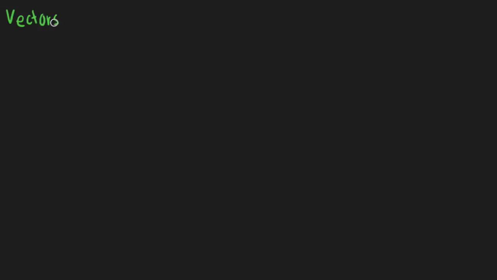Today we're going to be talking about vectors. A vector is a mathematical quantity which has a magnitude, and magnitude is just another word for size. So it has a size and it has a direction. Vectors are something which have magnitude and direction. The opposite of a vector, you could say, is a scalar. A scalar just has a magnitude or a size.